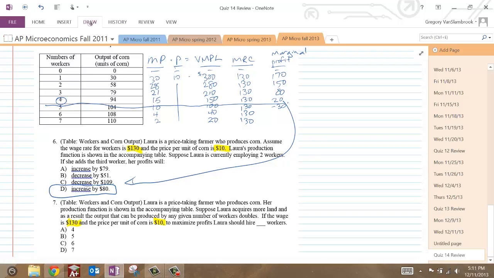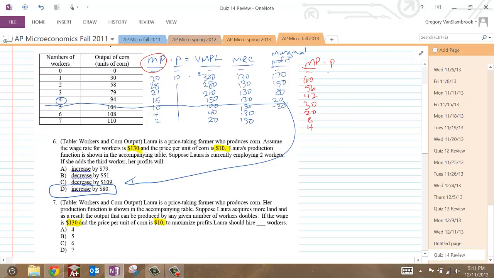So now to get our new VMPL, we need to find a new marginal product for each worker. Each worker can produce now twice as much as before. So we're going to double these original productivity values here. 60, 56, 42, 30, 20, 8, and 4.